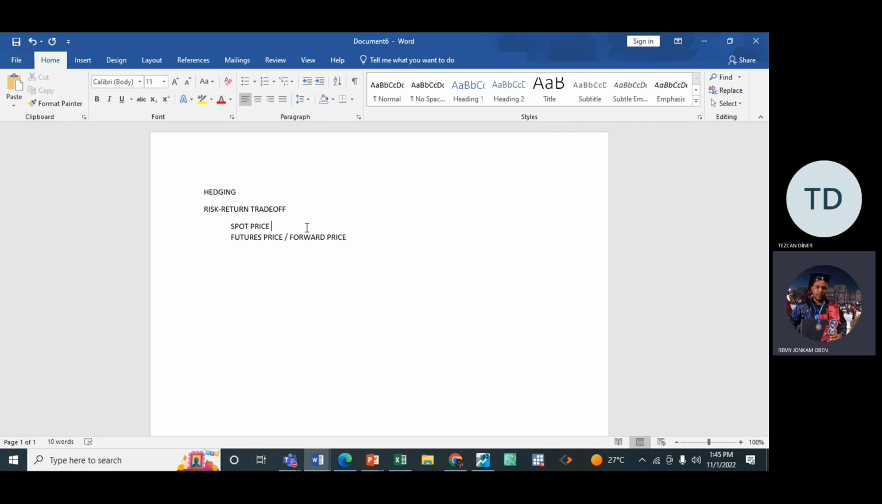Let's say you go to the market to buy this pen. By the way, my pen does not have a top. I don't know why.